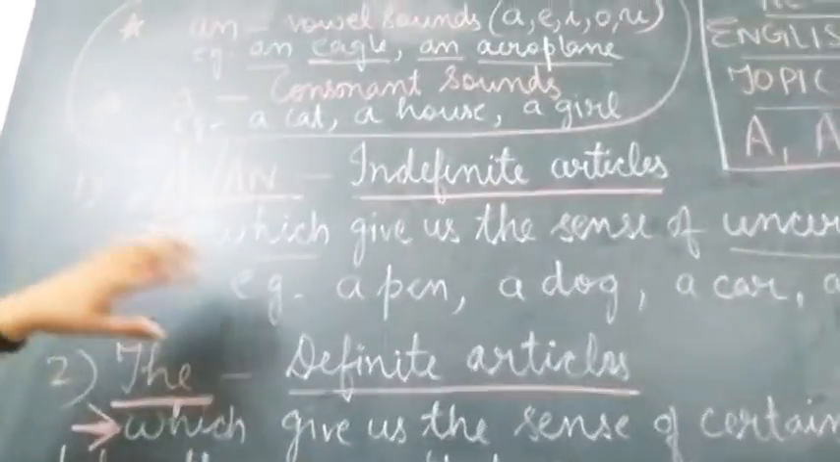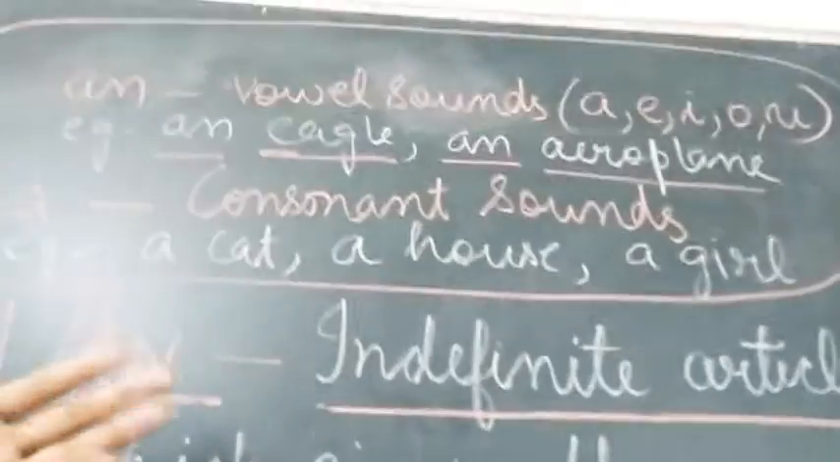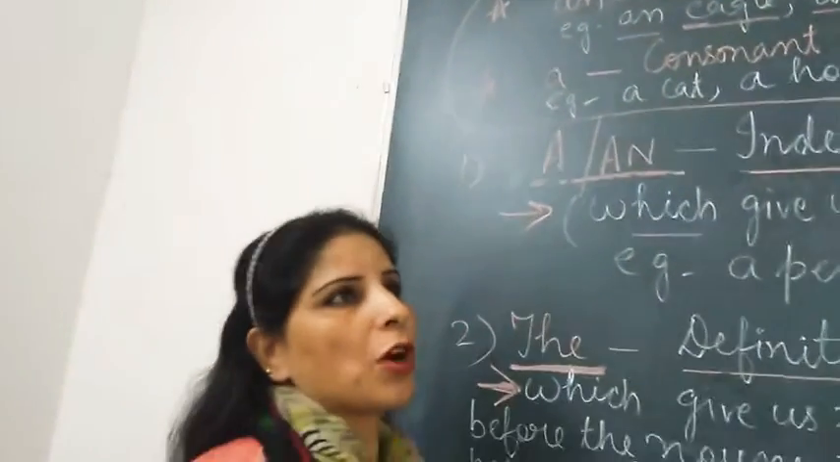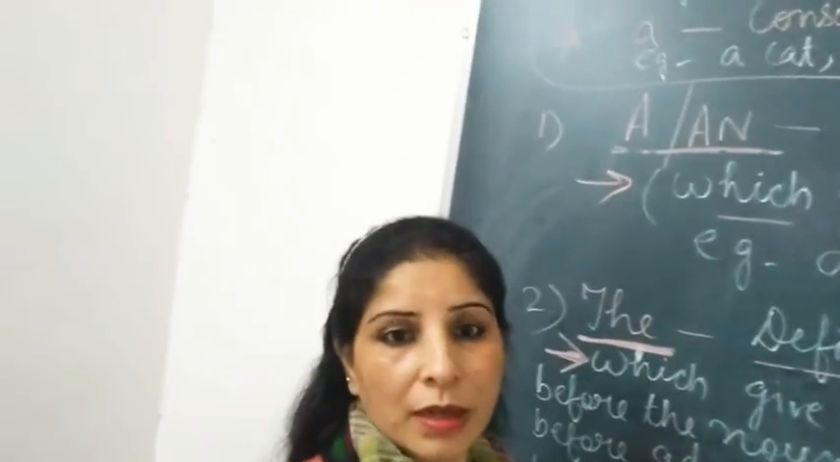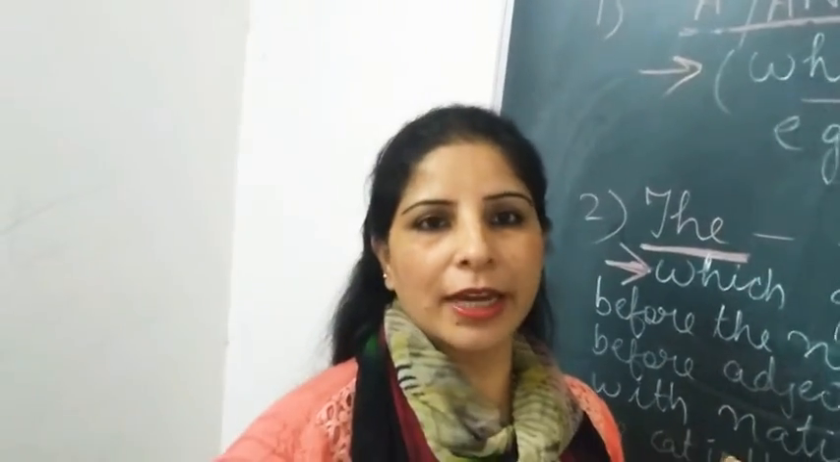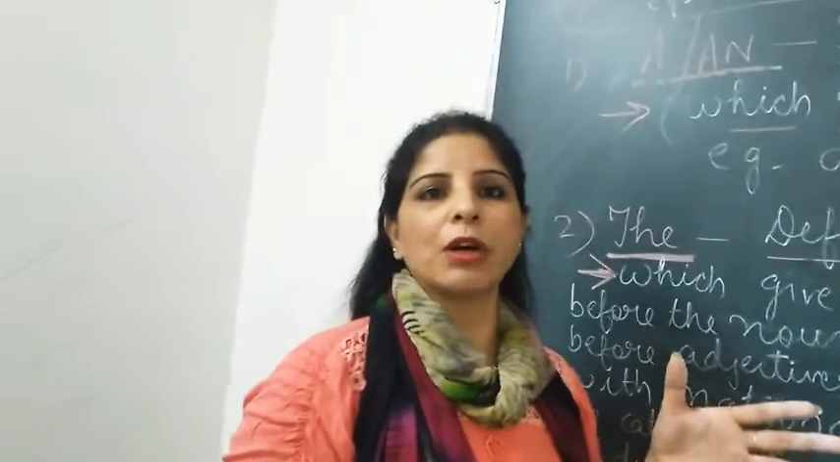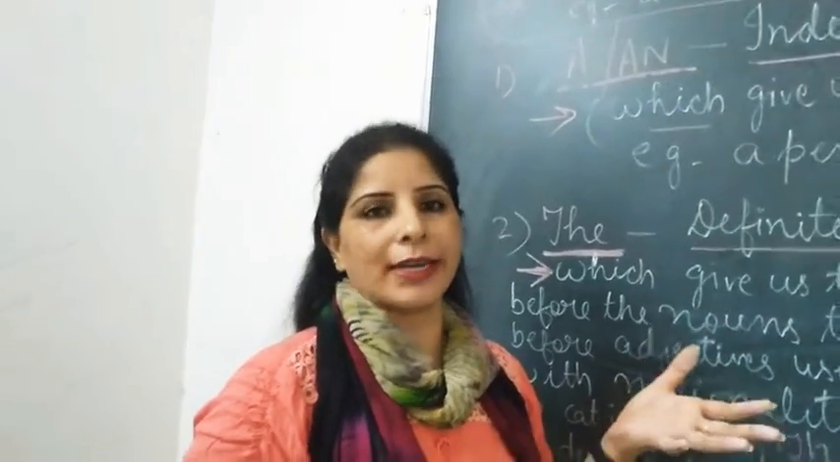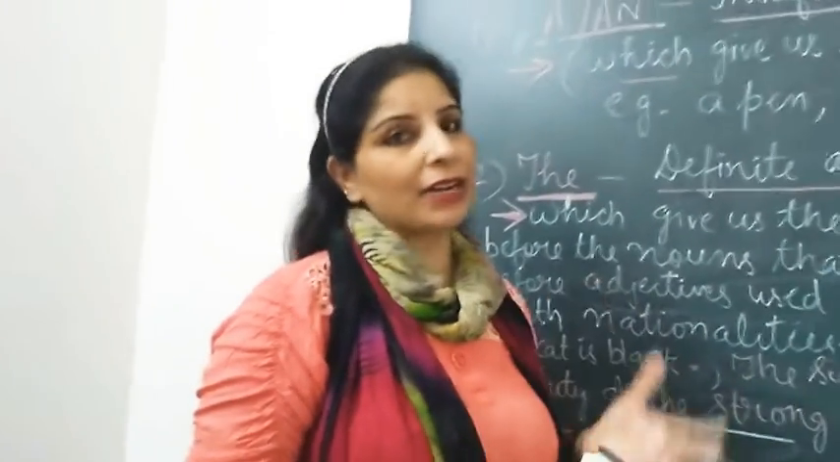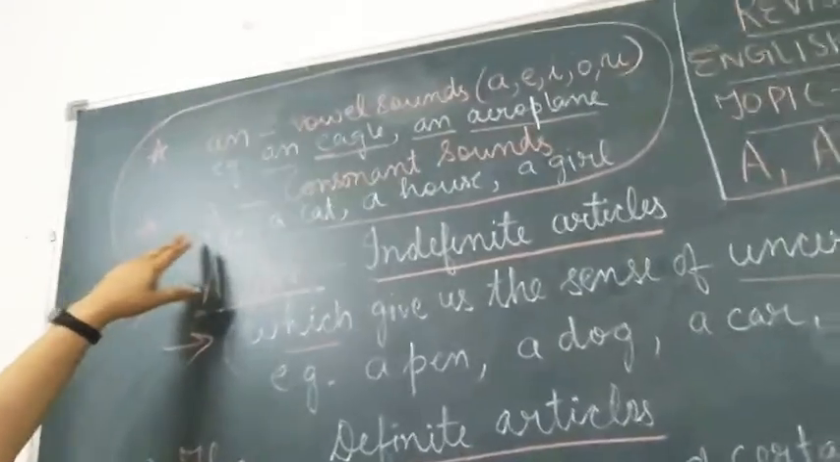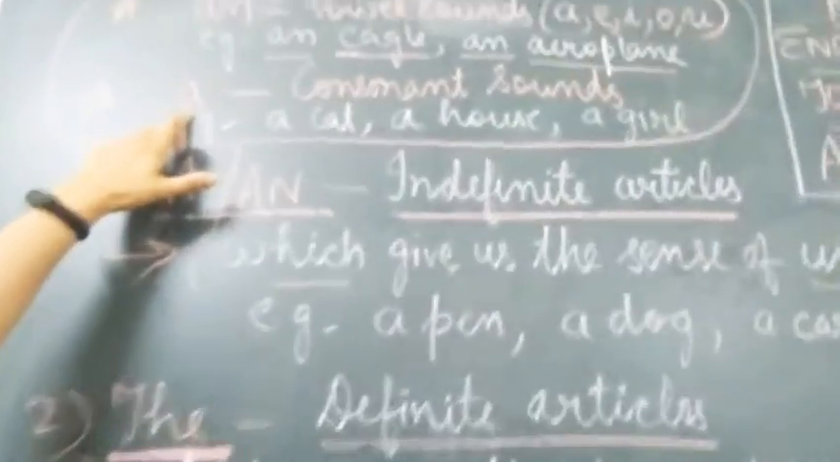Then there are many other exceptional cases also, like sometimes we talk about an honest person. In the word honest we are using H, right? But it is giving us the sound of a vowel, A, honest. So we will be using an with that. I will be sharing that information also with you. Okay. Now let's see, where do we use a?